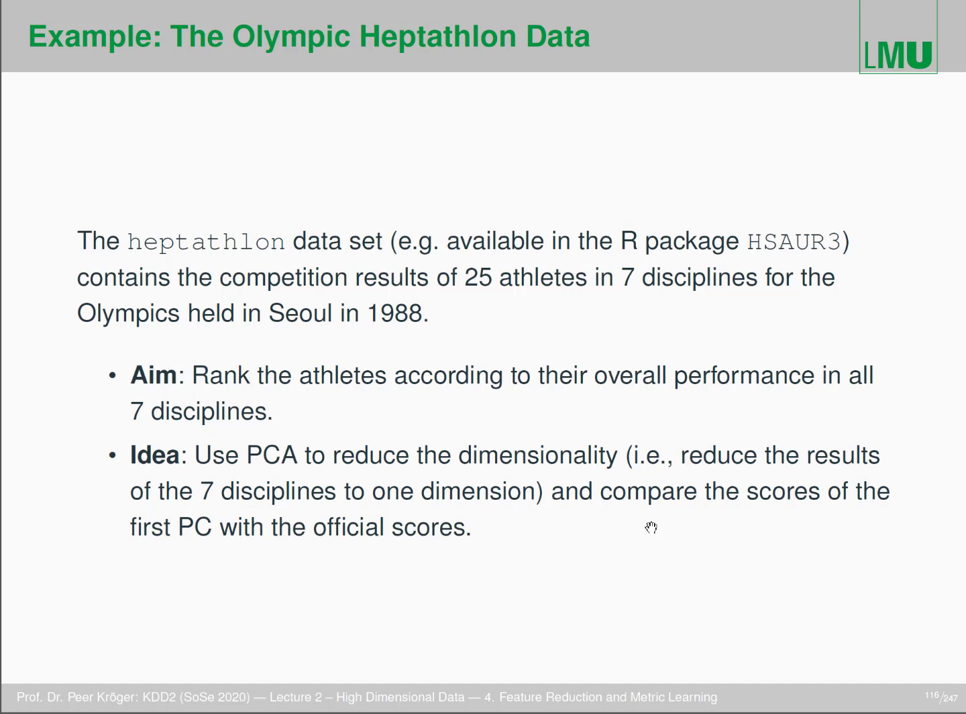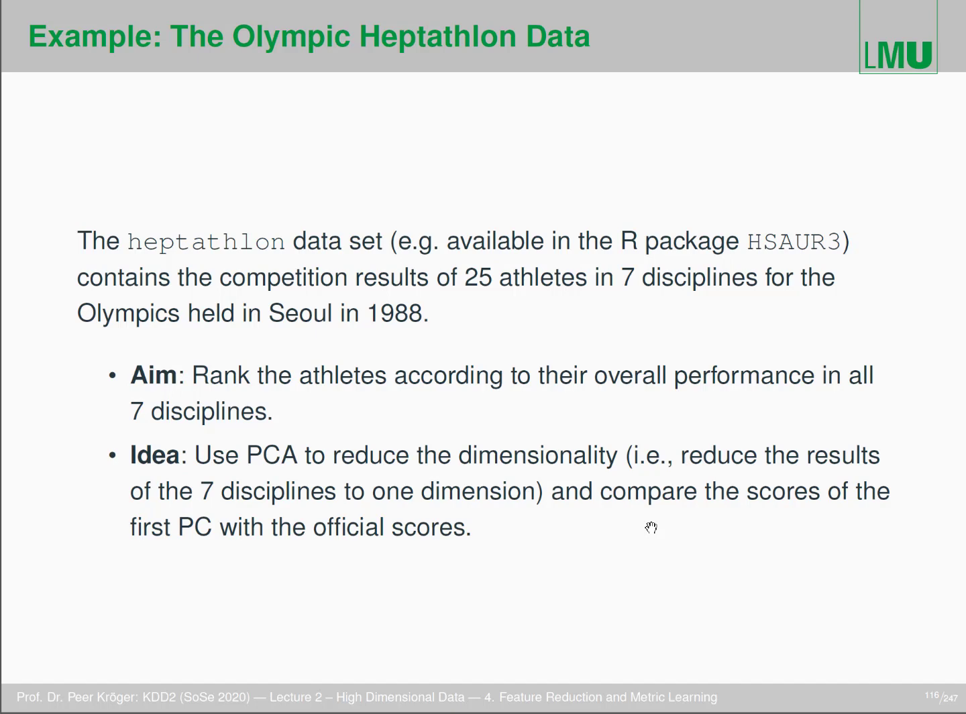It's an open data set, and it contains the competition results of 25 athletes in 7 disciplines from the heptathlon held at the Seoul 1988 Olympics. The aim is to rank the athletes according to their overall performance in all 7 disciplines. The idea is, instead of using the 7 disciplines, we want to reduce the dimensionality to the first PC, and then see if the scores we get when only considering the first PC are more or less the same as when we use the original 7 disciplines.